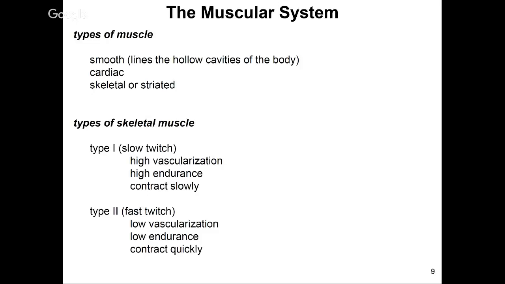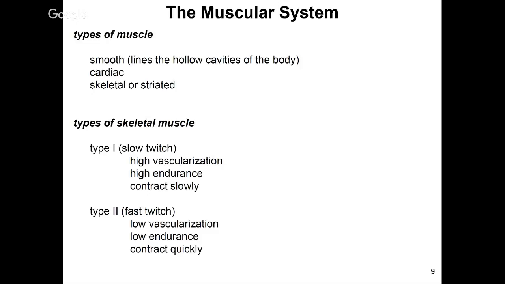We have three main types of muscle: smooth, cardiac, and skeletal. So where do you think the cardiac muscles are? There's only one spot. Yeah, in your heart. That one's pretty straightforward. What about skeletal? Those are actually also straightforward. So where are those going to be? They're generally what we think of when we think of muscles.